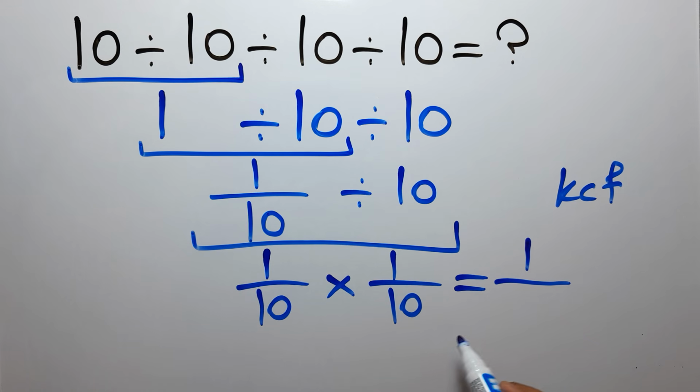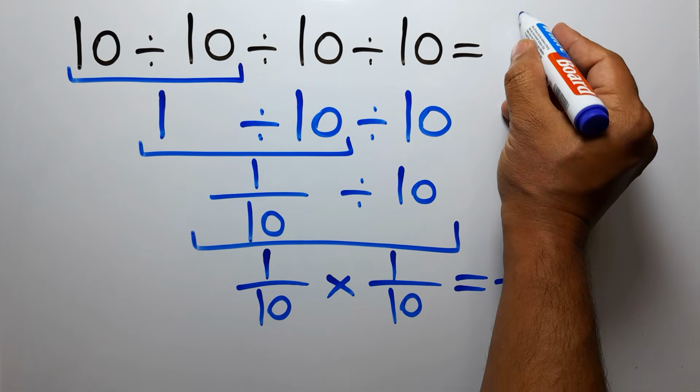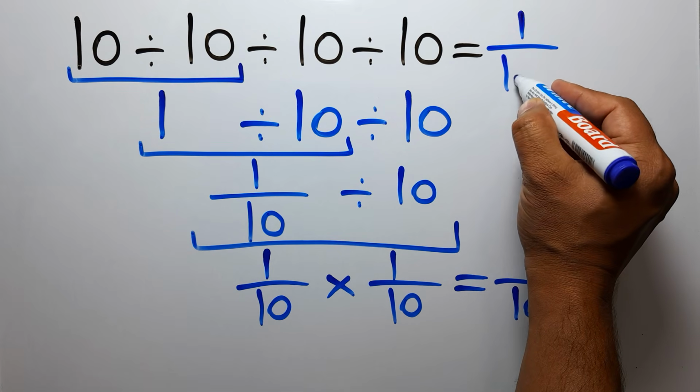So 1 over 10 times 10 equals 100. So we have 1 over 100. And this is our final answer to this problem. The correct answer is 1 over 100.